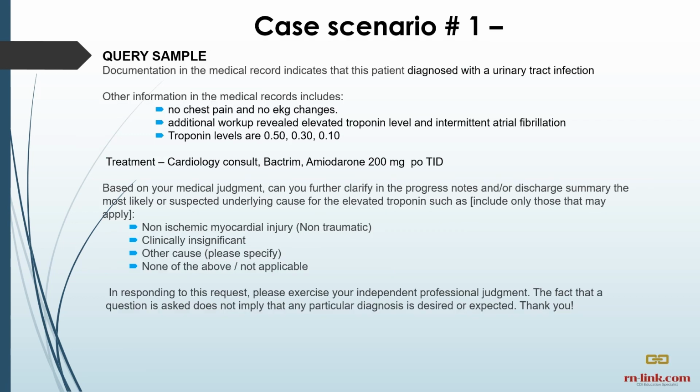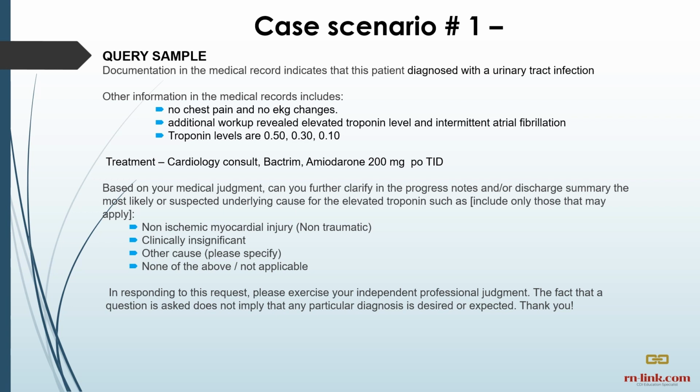Query sample. Documentation in the medical record indicates that this patient was diagnosed with a urinary tract infection. Other information in the medical record includes no chest pain and no EKG changes. Additional workup revealed elevated troponin level and intermittent atrial fibrillation. Troponin levels are 0.50, 0.30, 0.10. Treatment: cardiology consult, Bactrim, amiodarone 200 mg per TID.